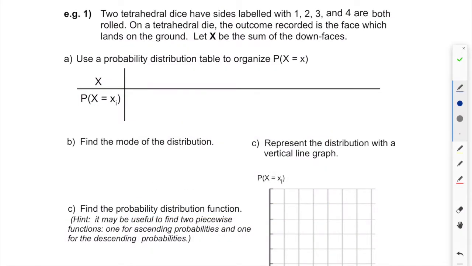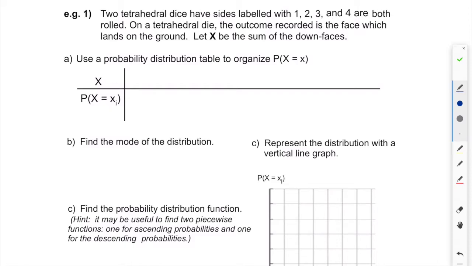Example 1. Two tetrahedral dice have sides labeled with 1, 2, 3, and 4 and are both rolled. On a tetrahedral die, the outcome recorded is the face which lands on the ground. Let X be the sum of the down faces. A. Use a probability distribution table to organize P of X equals x. So here, essentially what we're thinking is, what are the possible sums of these two dice?